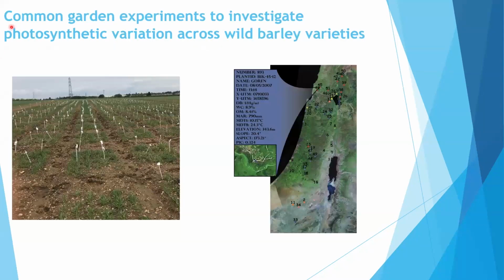So unfortunately, we're all familiar with this area of the world now. This is Israel, and we have 320 different varieties of Hordeum spontaneum that were collected from this area. And we've grown them out under several field trials now in a common garden experiment in Cambridge. And we did this to assess variation in photophysiological traits, so traits to do with leaf level gas exchange and photosynthesis.